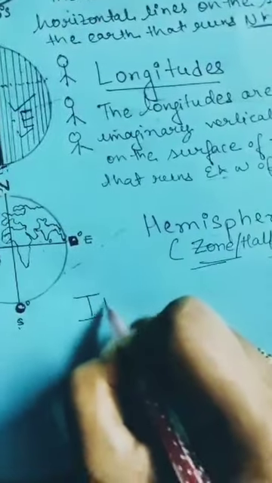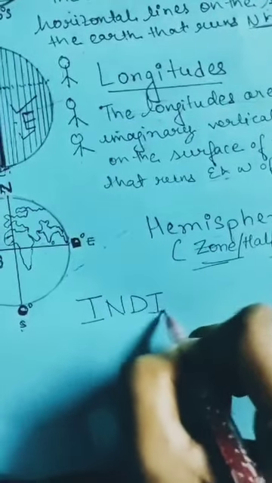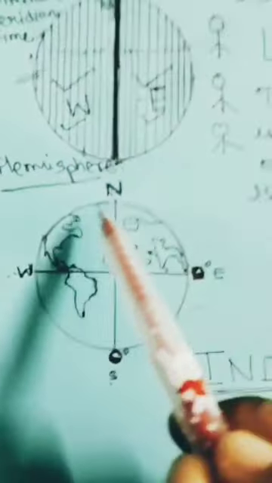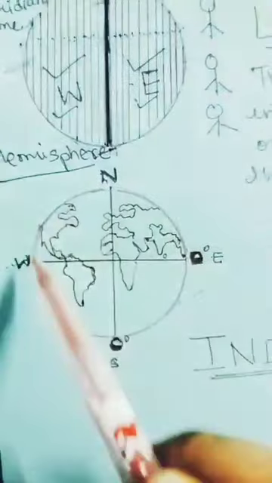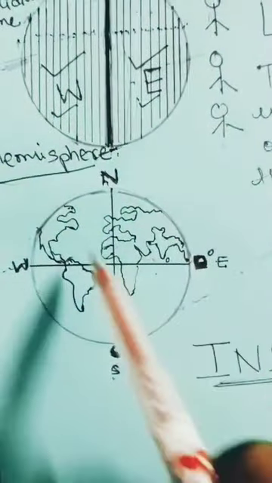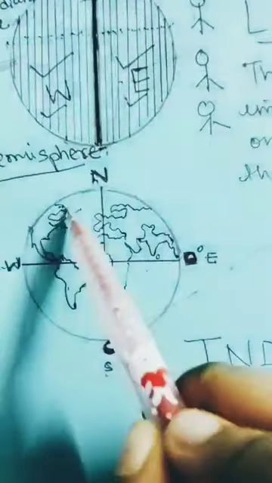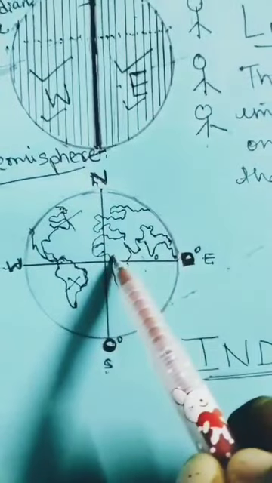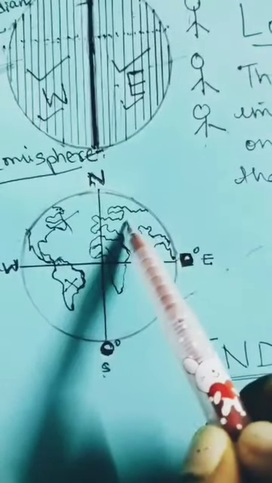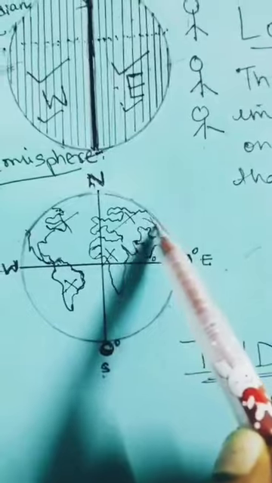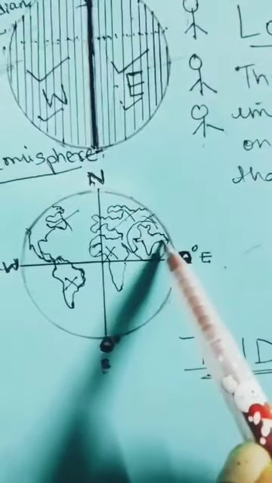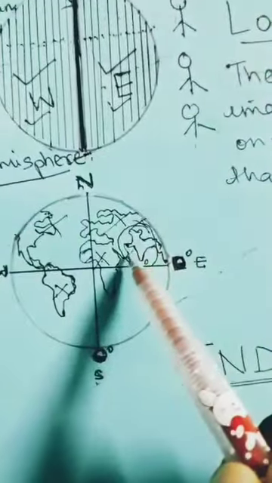Now, to be very specific, if we want to talk about our country, what is the name of our country? It is India. If we want to talk about India, let us consider the image of a globe. Where is our country located? Is this our country? No, this is North America. This is South America. This is Africa. This is Europe and Russia. This is our country, India. Yes, this is our country, India.